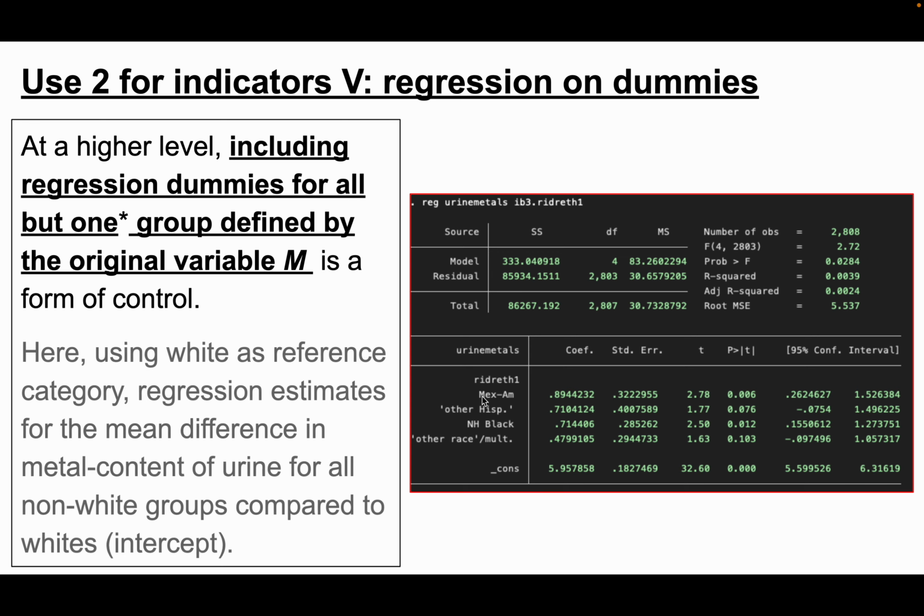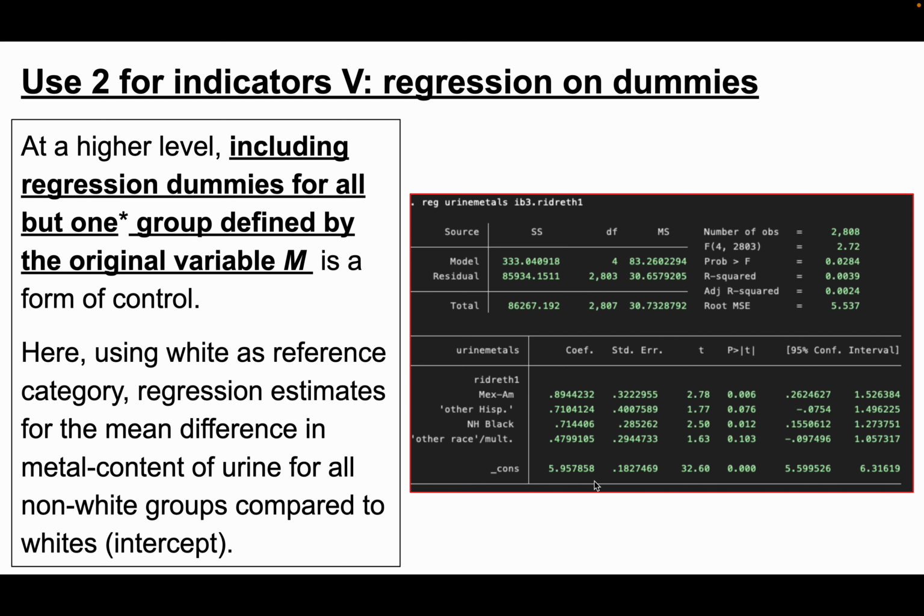So here are the groups. We've got Mexican American, other Hispanic, non-Hispanic Black, and other race or multiracial. So we're using whites as a reference category. And that means that the slopes here express the difference in the mean urine metal content for each group vis-a-vis whites. So you can see the group that differed the most from whites was Mexican Americans, which we saw before.